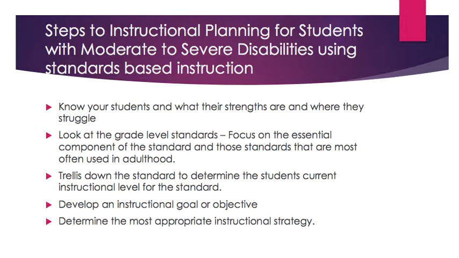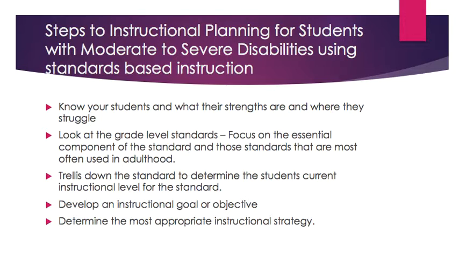First, we have to know the student and what their strengths are and where they struggle. So I'm going to give you a little bit of information about a student so we can look at that. Secondly, you're going to look at the grade level standard. They're a 10th grader, so what does that 10th grade standard look like? When you look at all the standards, we're going to focus on the essential components of the standard and those standards that make the most sense to teach because they're the ones that are most used in adulthood.